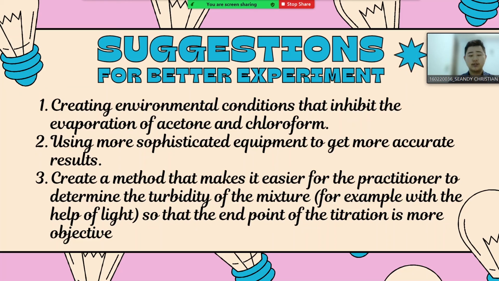There are also suggestions for better experiments, which are creating environmental conditions that inhibit the evaporation of acetone and chloroform, and then using more sophisticated equipment to get more accurate results, and the last, create a method that makes it easier for the practitioner to determine the turbidity of the mixture, for example with the help of light, so that the endpoint of the titration is more objective.